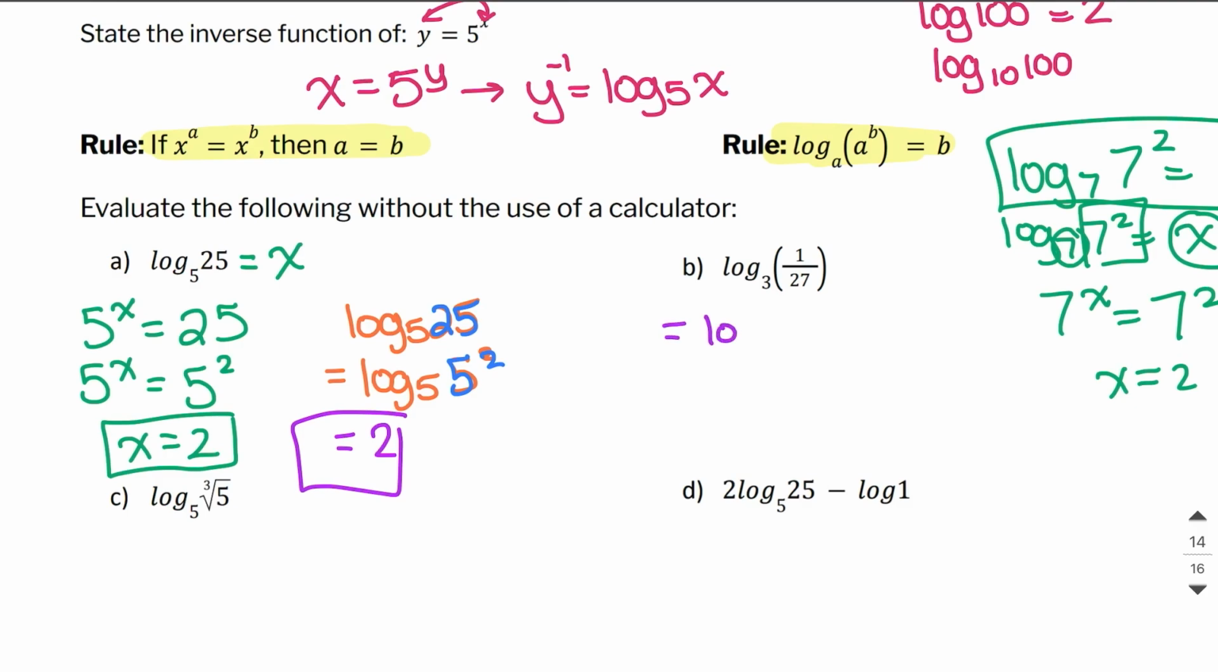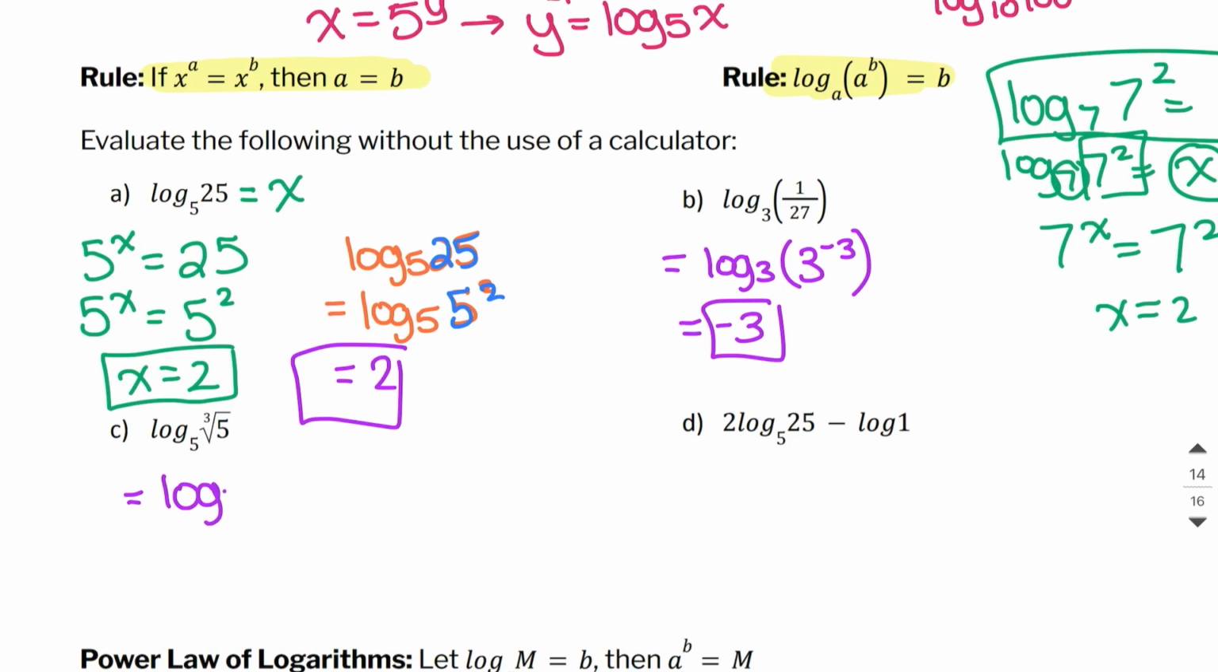Okay, so let's take a look at this next example here. We can say log base 3 of 1 over 27. Well, I can rewrite this as 3 to the power of negative 3. So the answer here is negative 3. Okay. For c, I can say that this is log base 5, and then this is the cube root of 5. Well, the cube root of 5 is 5 to the power of 1/3. Now these match, so I can say that this is 1/3.